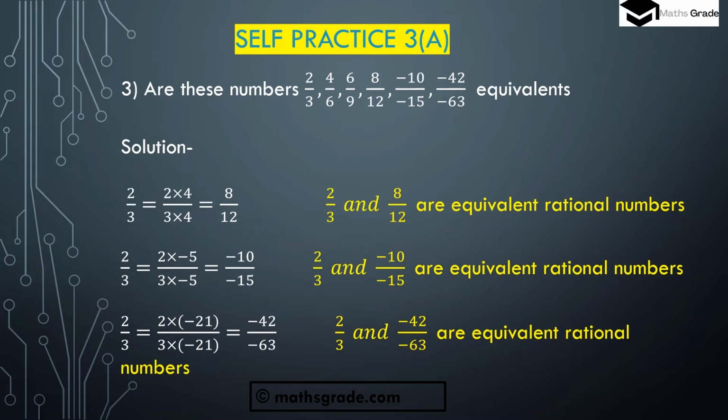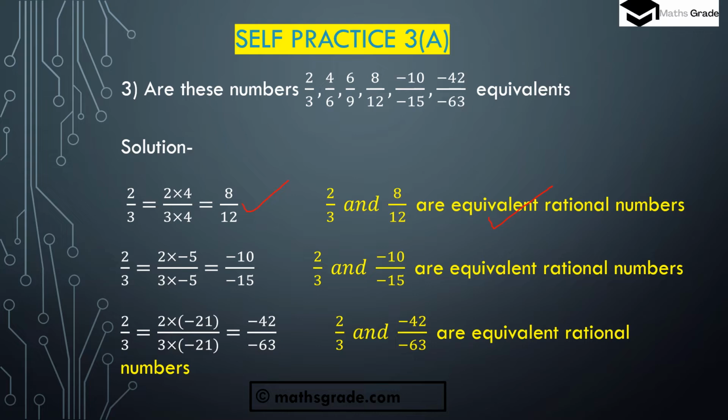Now if we multiply 4 in both numerator and denominator of 2/3, we get (2 multiplied with 4)/(3 multiplied with 4). That is, 2 multiplied with 4 is 8 and 3 multiplied with 4 is 12. Both 2/3 and 8/12 are equivalent rational numbers.